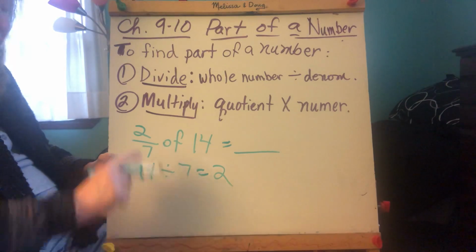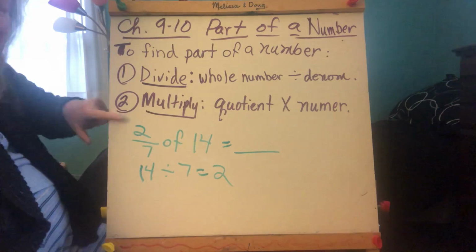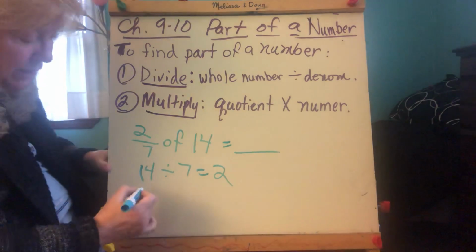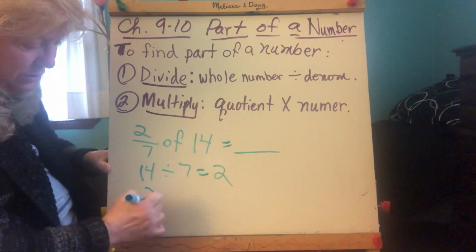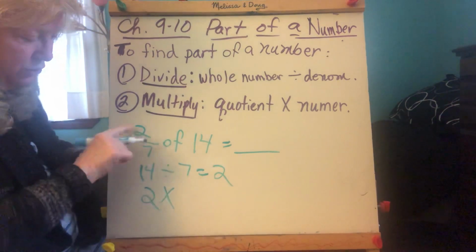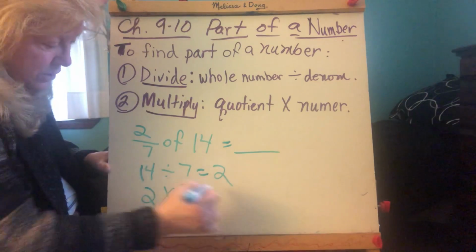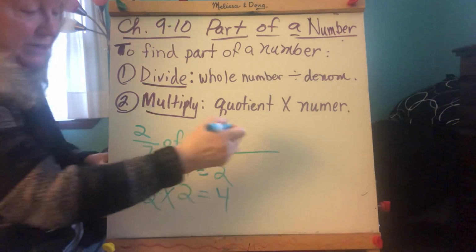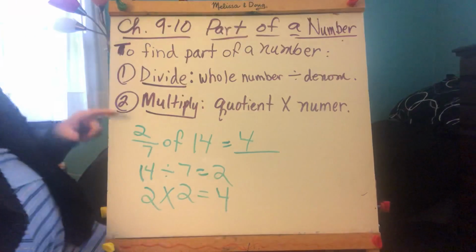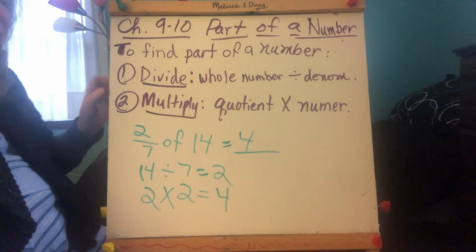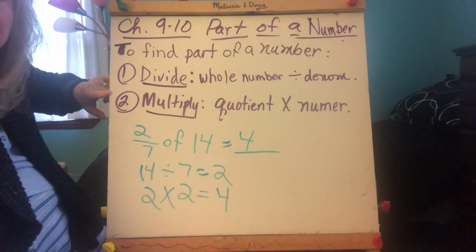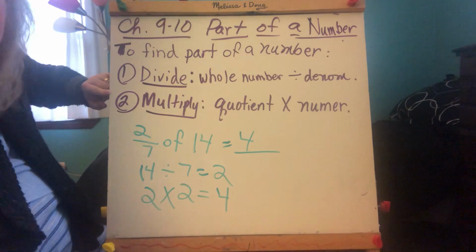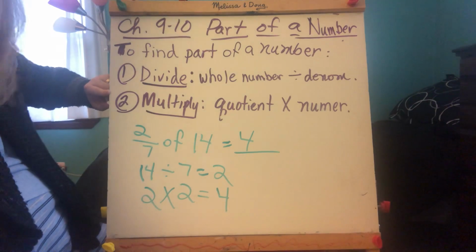Now you have to do your multiply step. We're not multiplying by 1 this time. We're multiplying by 2. So it's going to be your answer, your quotient, times your numerator, which is 2 times 2 is 4. So 2/7 of 14 is 4. So if your numerator is 1, then you could skip the multiply step because you know the identity property of multiplication says any number times 1 is itself. So you don't have to waste your time because you already know.